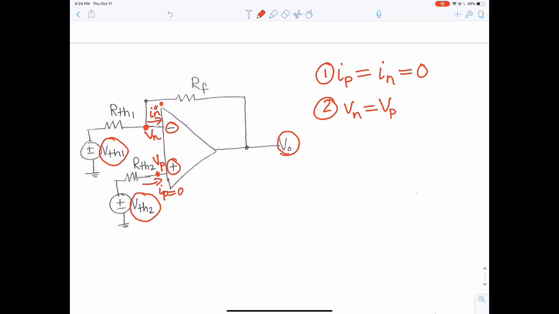So the next thing is that we're going to try and solve using either node voltage, or if we can use something else like simple Ohm's law, or just have a direct connection, to find Vn and Vp. So we're going to use node voltage to find, in the end, our Vout equation.